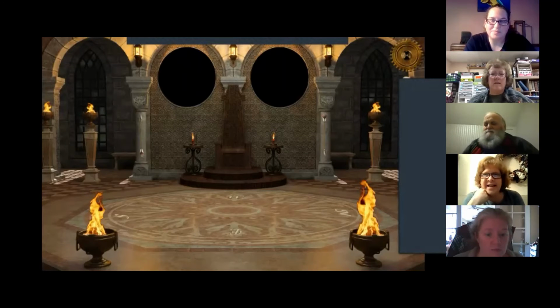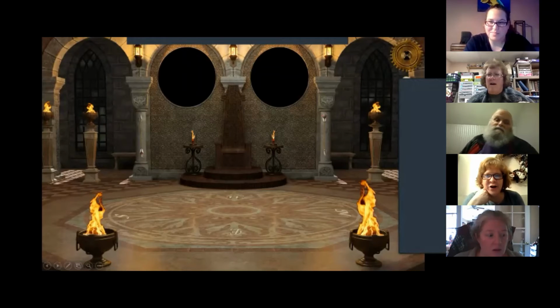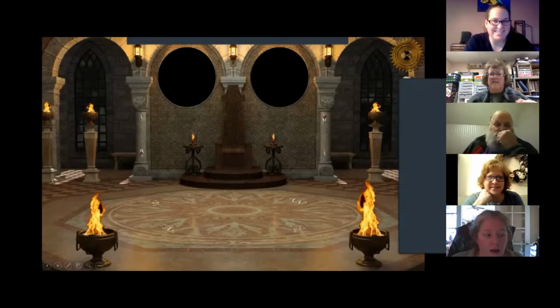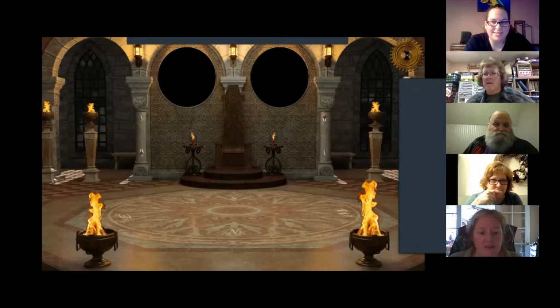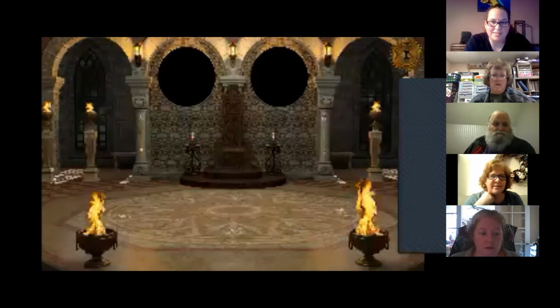I heard a sound, but I didn't see anything happen. Did anybody else see anything happen? I heard it, but I didn't see anything. I didn't see anything either. Can you do it one more time? Maybe the floor is rotating? Oh, so it's a compass on the floor.